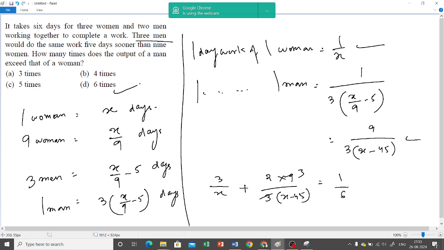It takes 6 days for 3 women and 2 men working together to complete a work. 3 men would do the same work 5 days sooner than 9 women. So 1 woman can complete the work in X days. So 9 women will complete the work in X by 9 days. Did you understand till here, Sutama and Nirajri? Yes, sir. So 9 women can complete the work in X by 9 days. So 3 men are going to complete it within how many days? X by 9 minus 5 days. Right? Yes, sir.